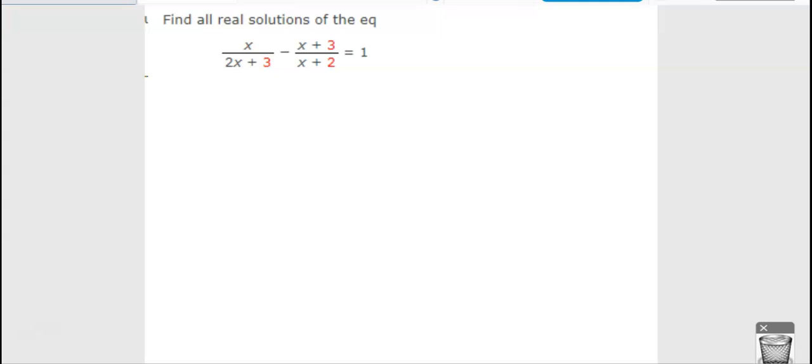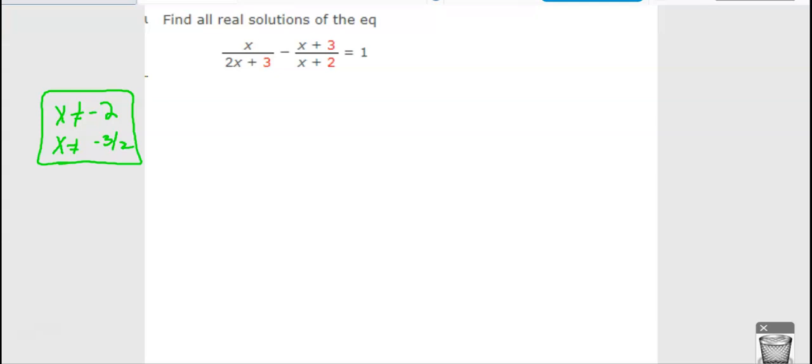Now, in this problem, again, I'm not sure how you solve this. So one thing you should automatically notice before you even get started is what x cannot be. So x cannot be negative 2, and it cannot be negative 3/2. If we get one of those answers, it can't be those because you can't have 0 on the bottom of a fraction. So before you even start solving, you need to consider what x cannot be.